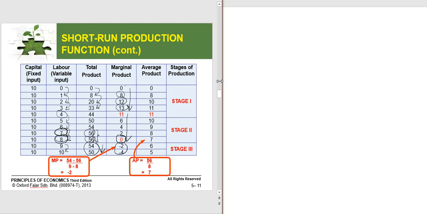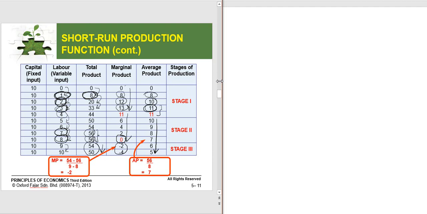Average product is calculated by taking the number of production and dividing it by the number of labor, so you get the average production by each labor. The first one is 8, meaning 1 labor can produce 8 products on average. When you have 2 labors, the average production by each labor is 10. And then with 3 labor, the average production for each labor is 11. So this is where you get the maximum average product, and from that point your average product will start to decline because of the overcrowding effect earlier.